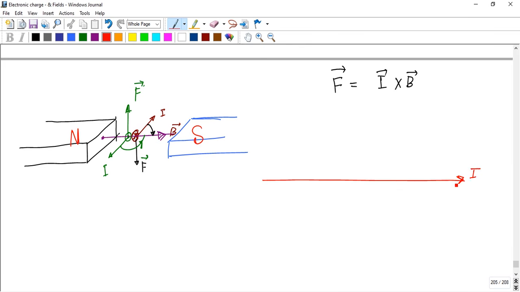Current in that direction, left to right. So that current produces a magnetic field. Here is the magnetic field produced by that magnet, and here is the magnetic field produced by the current passing through that wire.